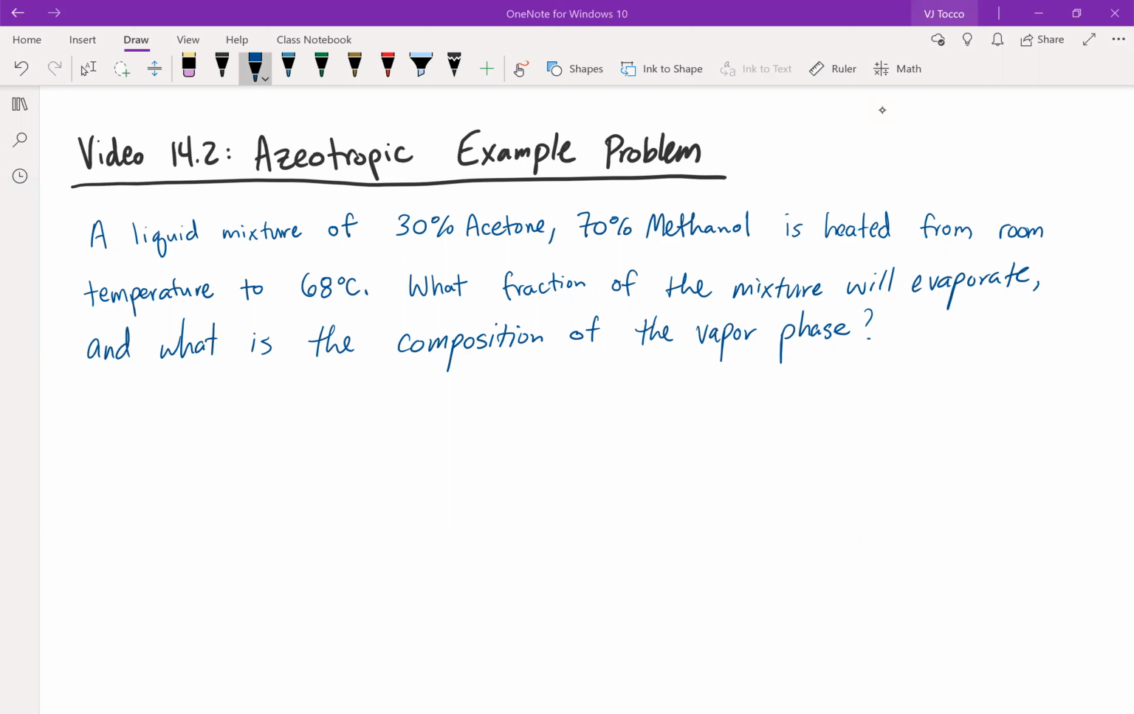So in this problem, we have a liquid mixture of 30% acetone and 70% methanol, which is being heated from room temperature to 68 degrees C. What fraction of the mixture will evaporate, and what is the composition of the vapor phase? It's kind of strange to say what fraction of the mixture will evaporate, assuming that it evaporates at all.